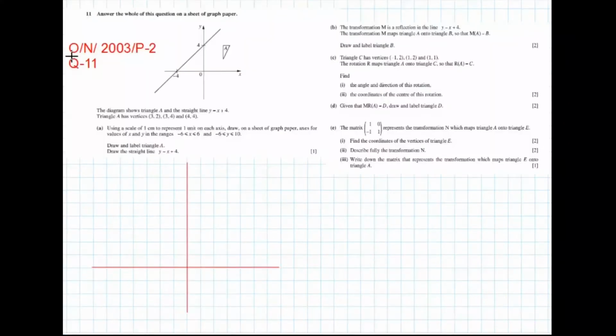The first question of the past paper is October-November 2003, paper 2, question 11. The diagram shows triangle A and a straight line y equals x plus 4. Using a scale of 1 cm to represent 1 unit on each axis, draw and label triangle A. Draw a straight line y equals x plus 4.